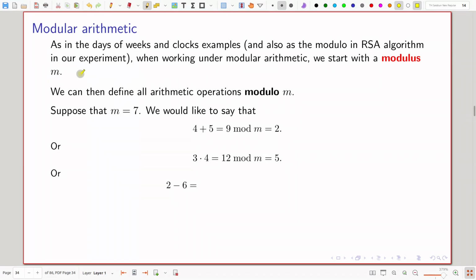You can do it with subtraction as well. So 2 minus 6 is minus 4, and then minus 4 mod 7. But what exactly is minus 4 mod 7? It's not minus 4, it's going to be 3, okay? So when you take the modulo of a negative number, it will be a little bit confusing.